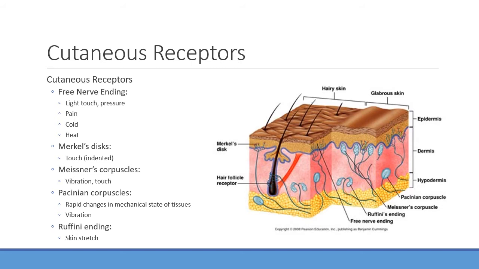And then some of these Ruffini endings are good for stretch. So if you're stretching the skin, you want to be detecting that. And again, most of these skin receptors are going to be quick adapting, but some may be a little bit slower, especially with the free nerve endings if they're detecting pain.